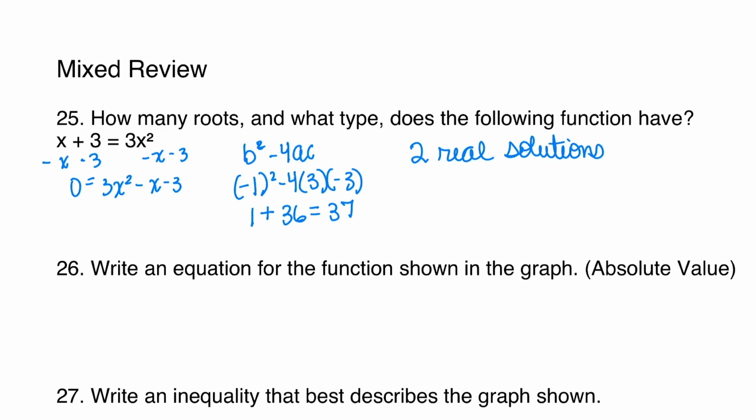The other 2 conditions for the discriminant: if it equals 0, there will be 1 real solution, and if it is less than 0, there will be 0 real solutions, or 2 imaginary solutions.